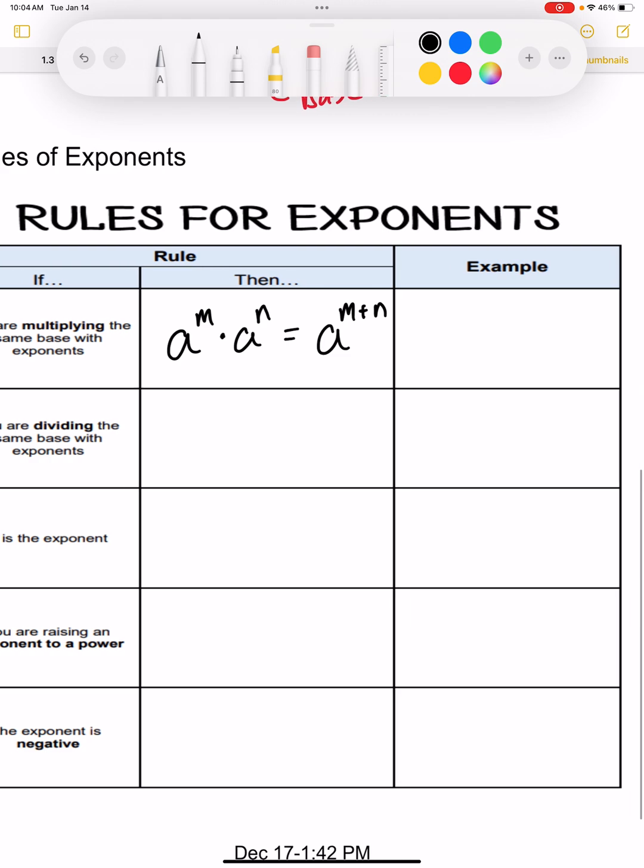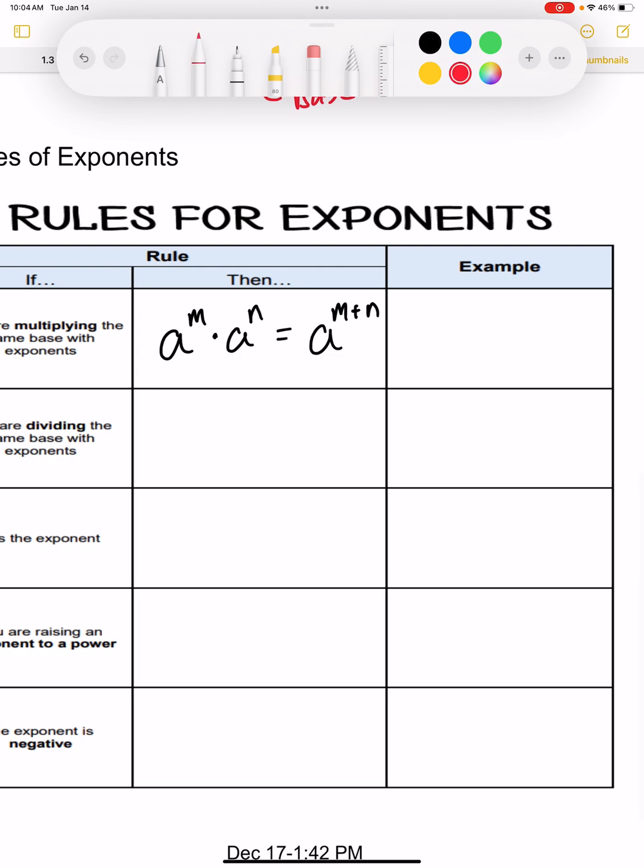All right. So an example of this would be, let's say I have 5 squared times 5 to the third. If you think about this, it makes good sense. 5 squared is just 5 times 5, and then we're saying times 5 to the third, which is just 5 times 5 times 5. If you put that all together, then you get 5 to the fifth, and 5 times 5 times 5 times 5 times 5 is indeed 5 to the fifth.